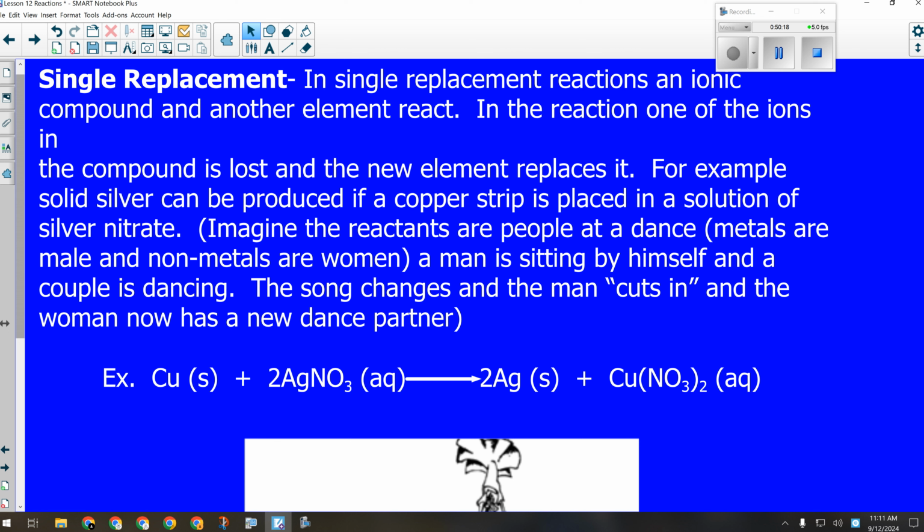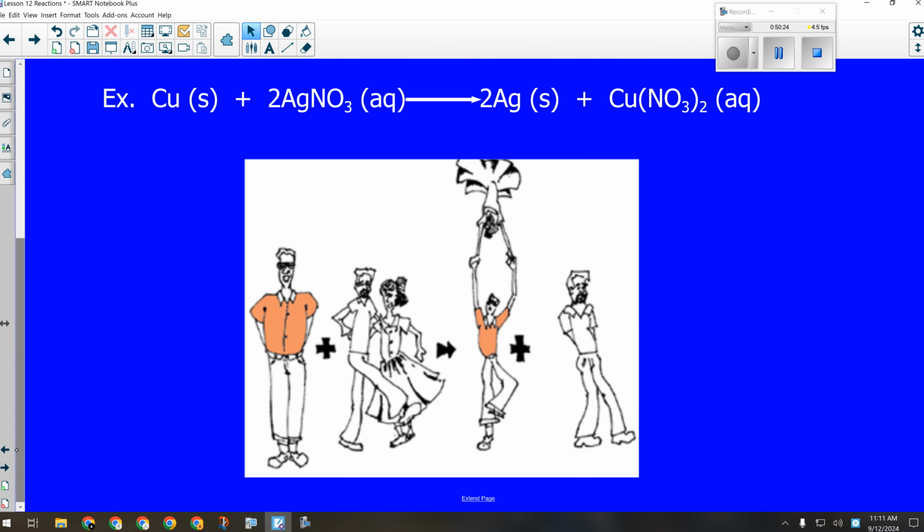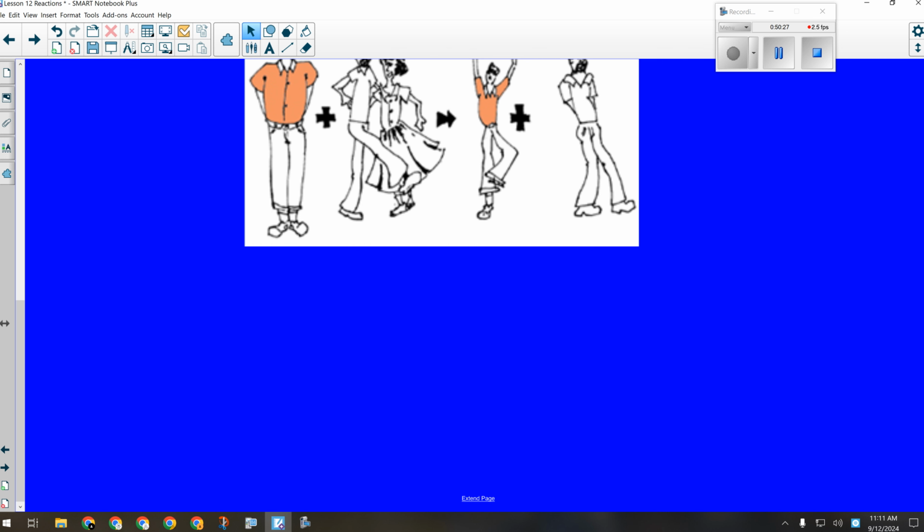All right? Now, what if instead of copper, I had this reaction instead? So I don't start with a metal, I start with a non-metal. What's going to be different? It's going to switch with the non-metal instead of the metal.